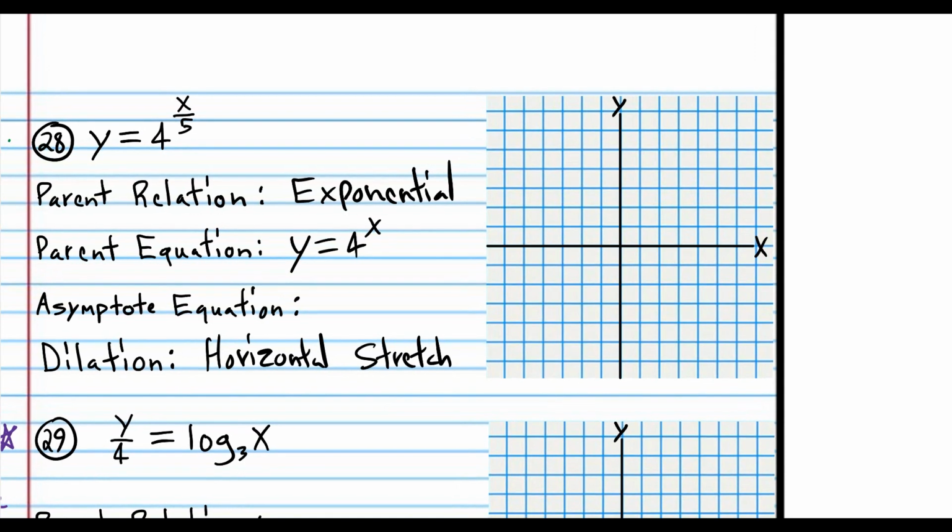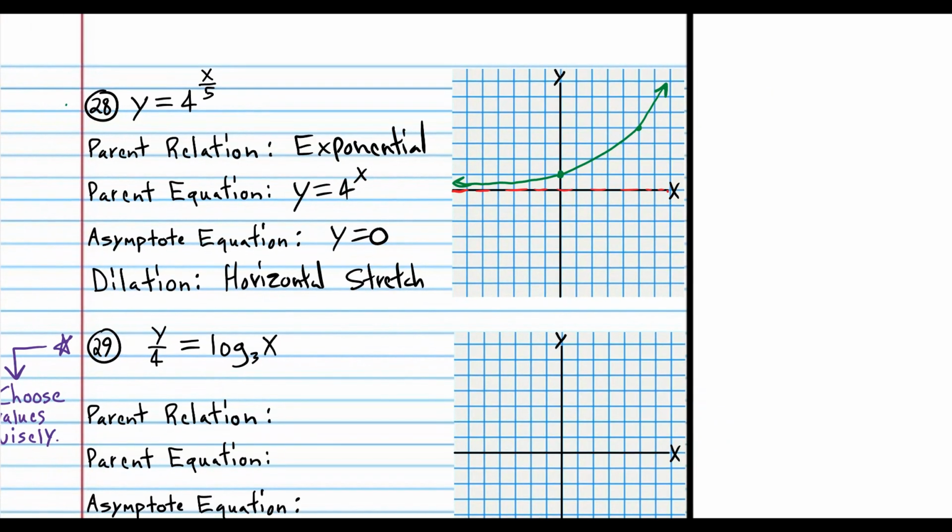If we plug in 0 for x, we get 1. If we plug in 5 for x, we get 4 to the 1 power. So 1, 2, 3, 4, 5. 4 to the 1 power is 1, 2, 3, 4. And so you can see what's happening here. There's our curve. And I don't really require you to be much more detailed than that. So the asymptote equation is y is equal to 0. And there you go. If you got that right, good job.